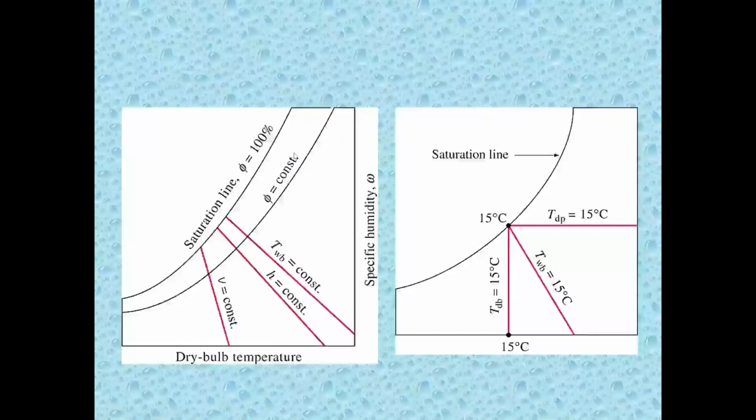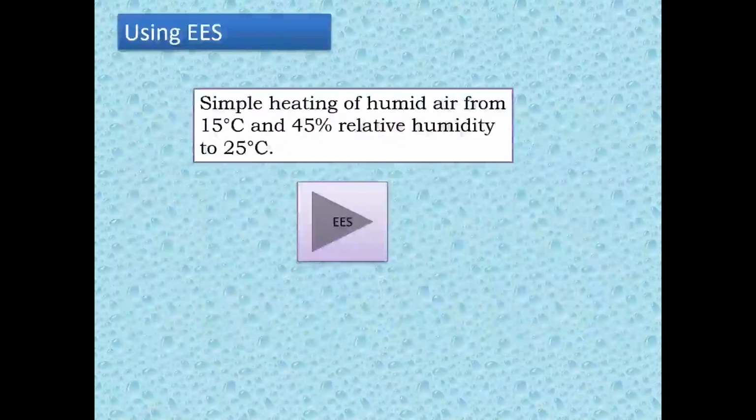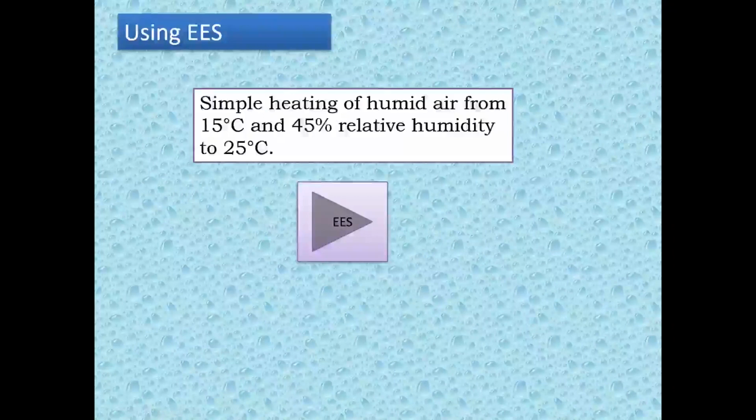All right. Again, another review. You see wet bulb temperature lines, enthalpy lines, constant specific volume lines, dry bulb temperature, wet bulb temperature, and dew point. Okay, well, let's do this first using the psychrometric chart, then I'll show you how to do it using these. It's a simple heating from 15 degrees C and 45% relative humidity, right?